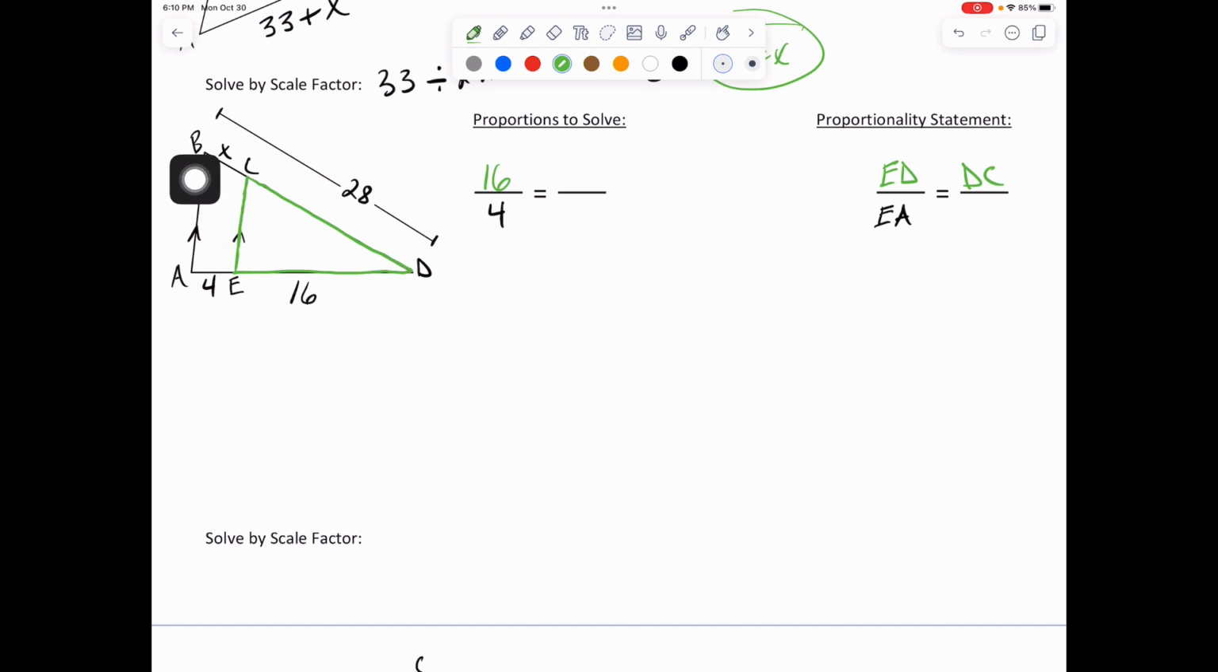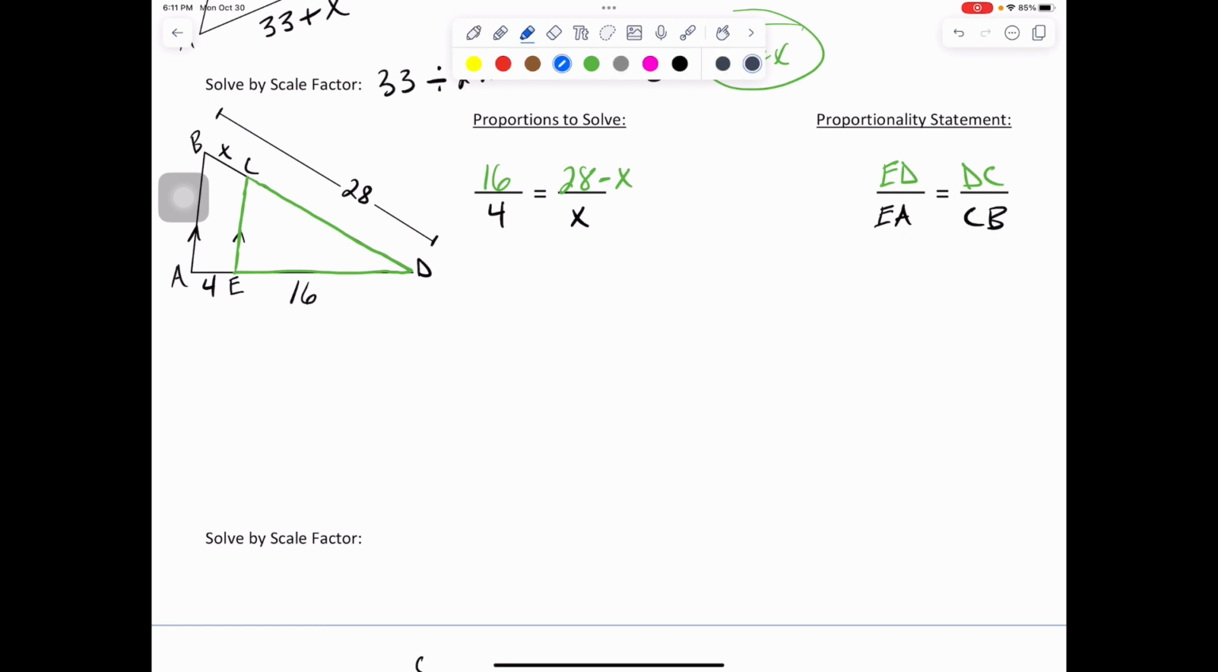Well, if we know that the entire side of DB, the full length, not D to C in green, but D all the way to B is 28, we can do that 28 minus X, because we know it's this whole side minus that X value, which is also our CB. All right, so I'll put that there. And then our CB is X.